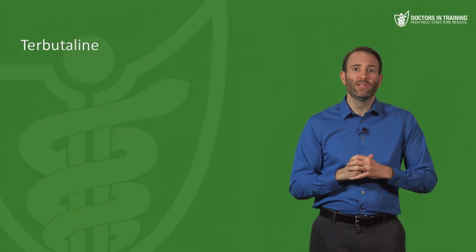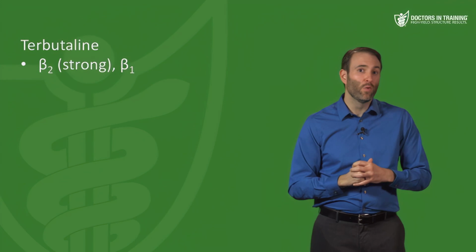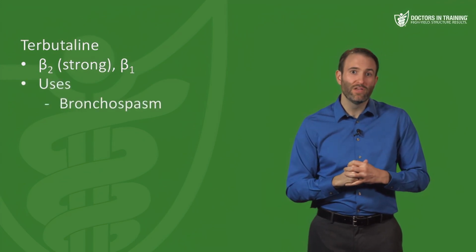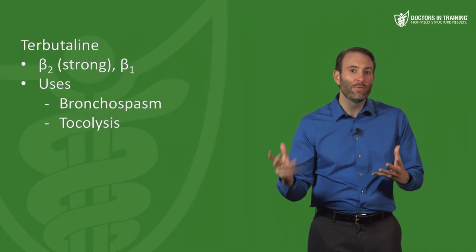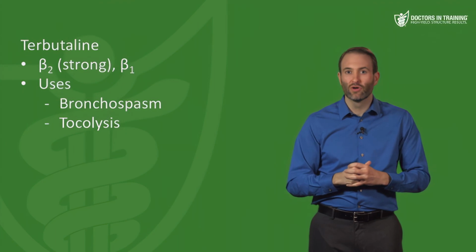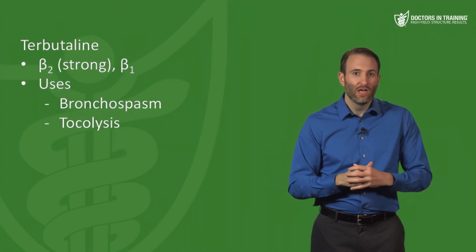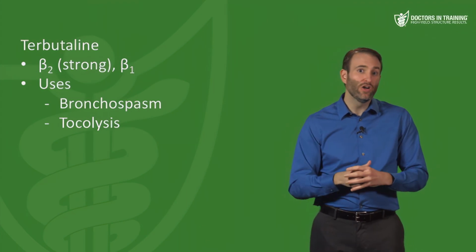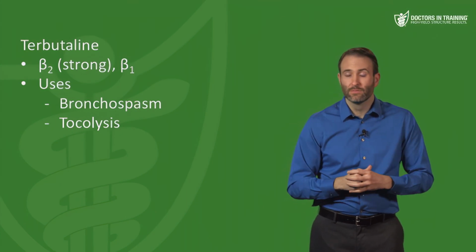Next, we have terbutaline. This also has a strong beta 2, also has some beta 1 as well. Now, it can be used for bronchospasm, but you'll also see this being used as a tocolytic agent, so tocolysis. That's going to hopefully inhibit uterine contractions in preterm labor. There are beta 2 receptors on the uterus, which when stimulated will decrease uterine tone. Now, terbutaline can also be given sub-Q, which is great for very immediate action.